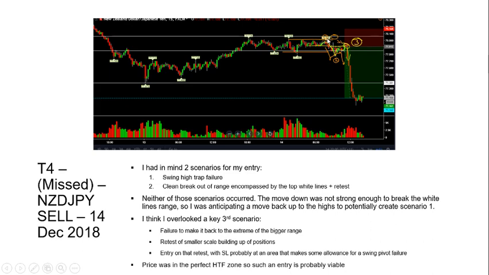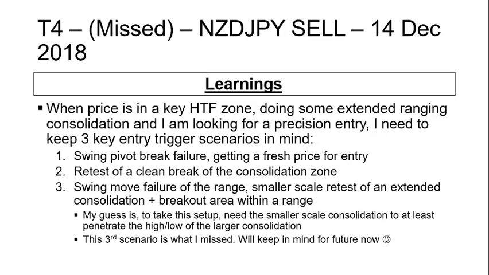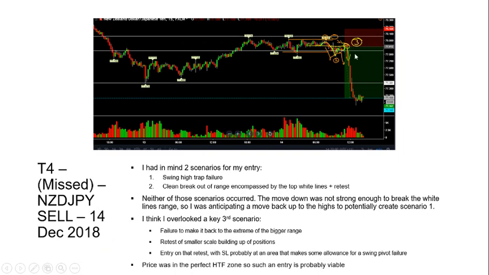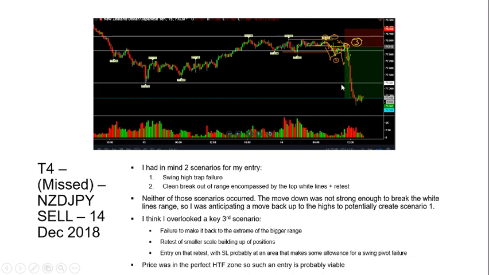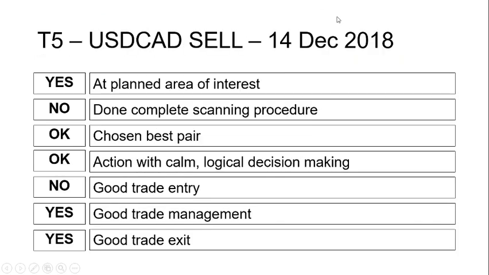It's not just swing failure, strong breakout and retest. It's also inside that ranging action, any retest of some miniature building up positions, only if the high time frame bias aligns, right? So it's a pretty good learning for me. The third scenario is just what I missed. So I'll be looking for more setups that demonstrate the validity of that third scenario, but I think I've seen it sometimes before, but I've not recorded it so well, so that's why I wasn't aware of it during the trade. So next trade was USD CAD sell.